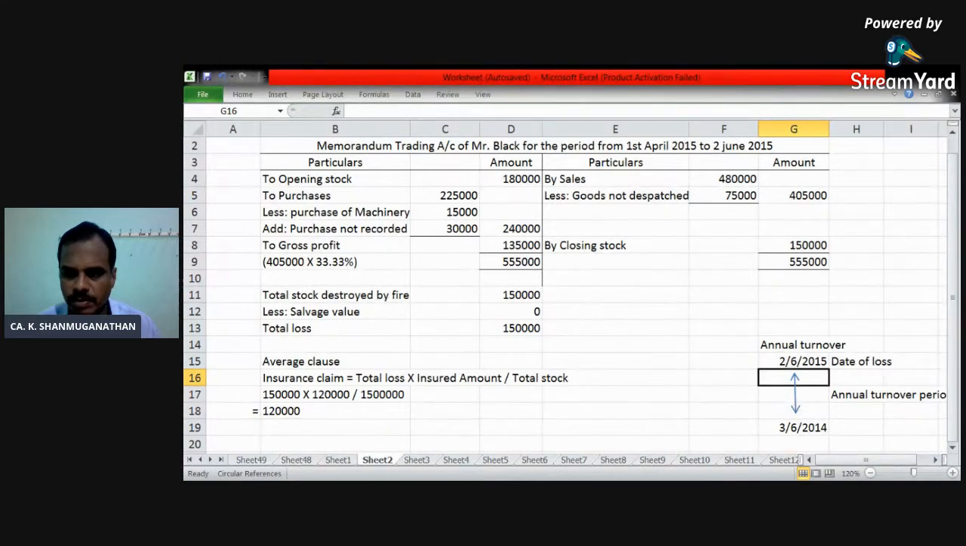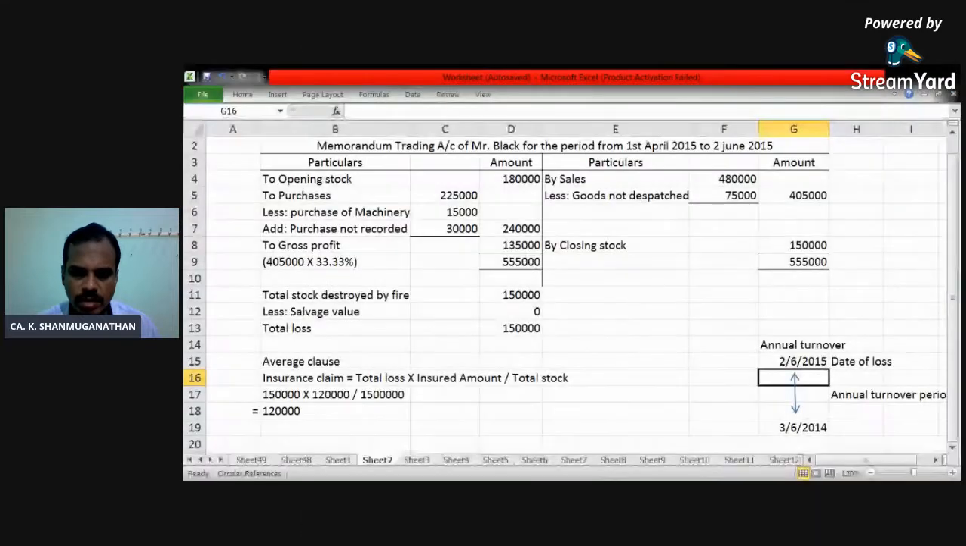Example, date of loss is equal to 2/6/2015. Annual turnover period is equal to 3/6/2014 to 2/6/2015. Fine. If that is also completed, let's go to the next.